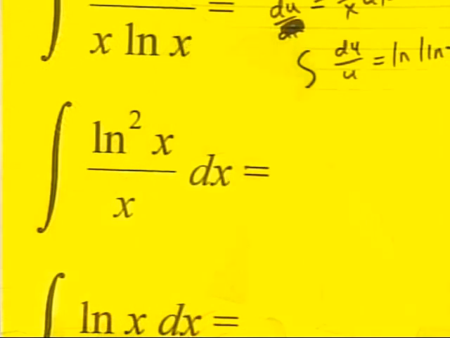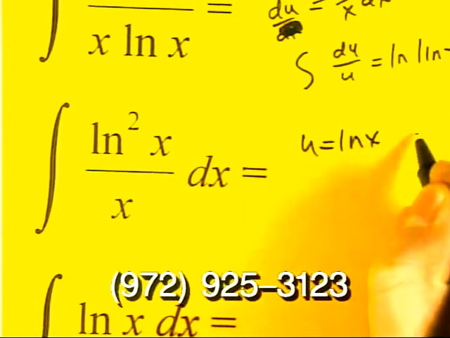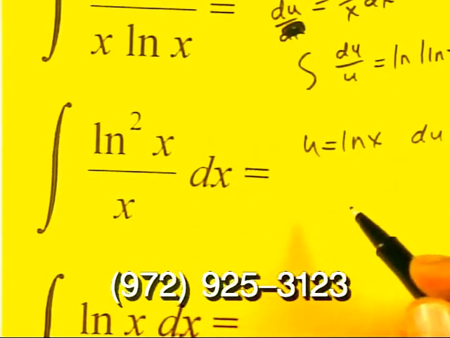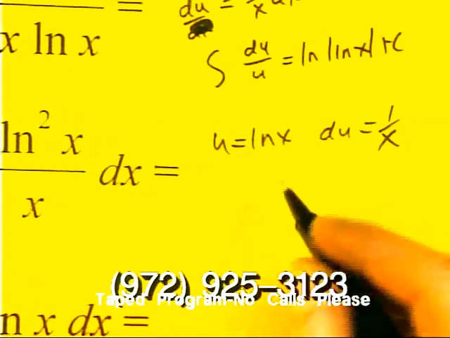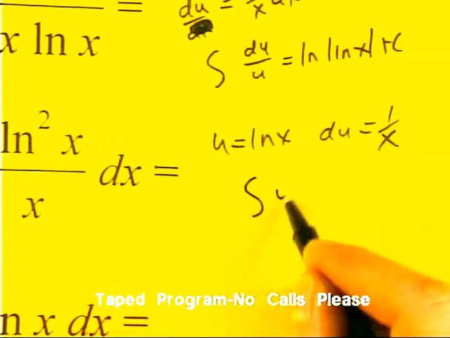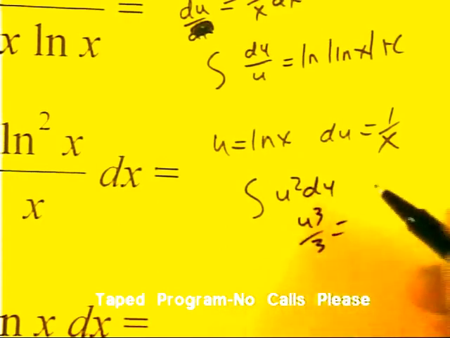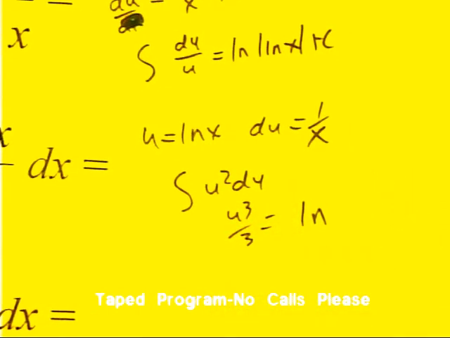Okay, so the second problem. What do you do? You use u substitution. Okay, u equals the ln of x, and so du equals 1 over x dx. So what does this come out to be? The integral of u squared du. So then the integral of that is u cubed over 3, so the answer is u cubed over 3 plus c.